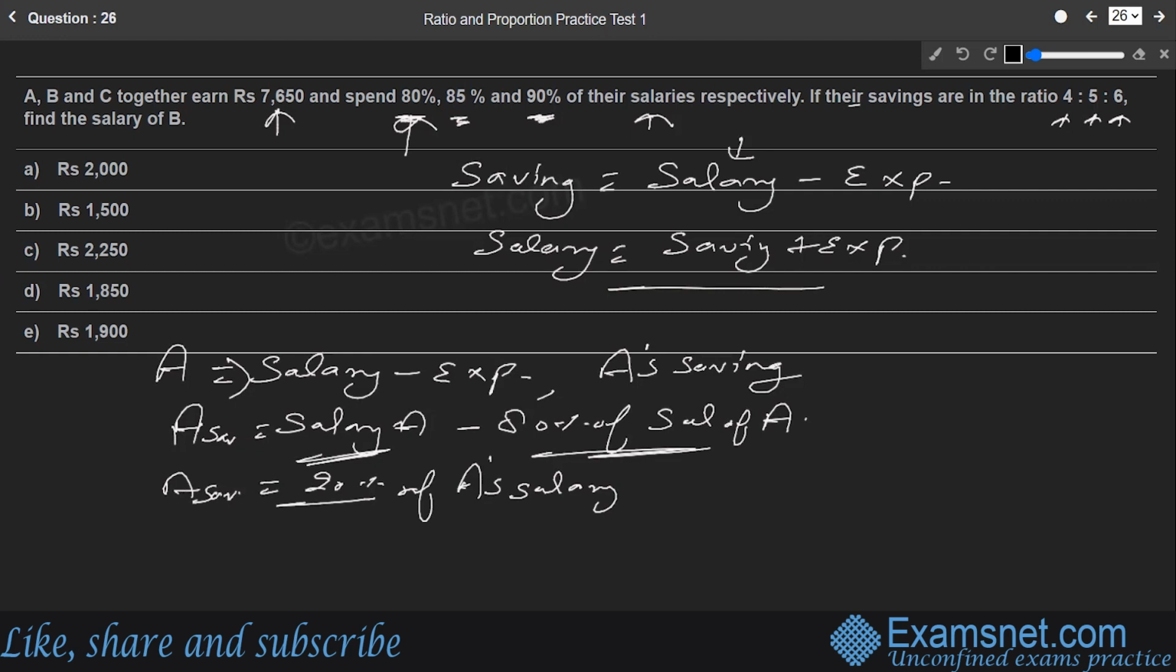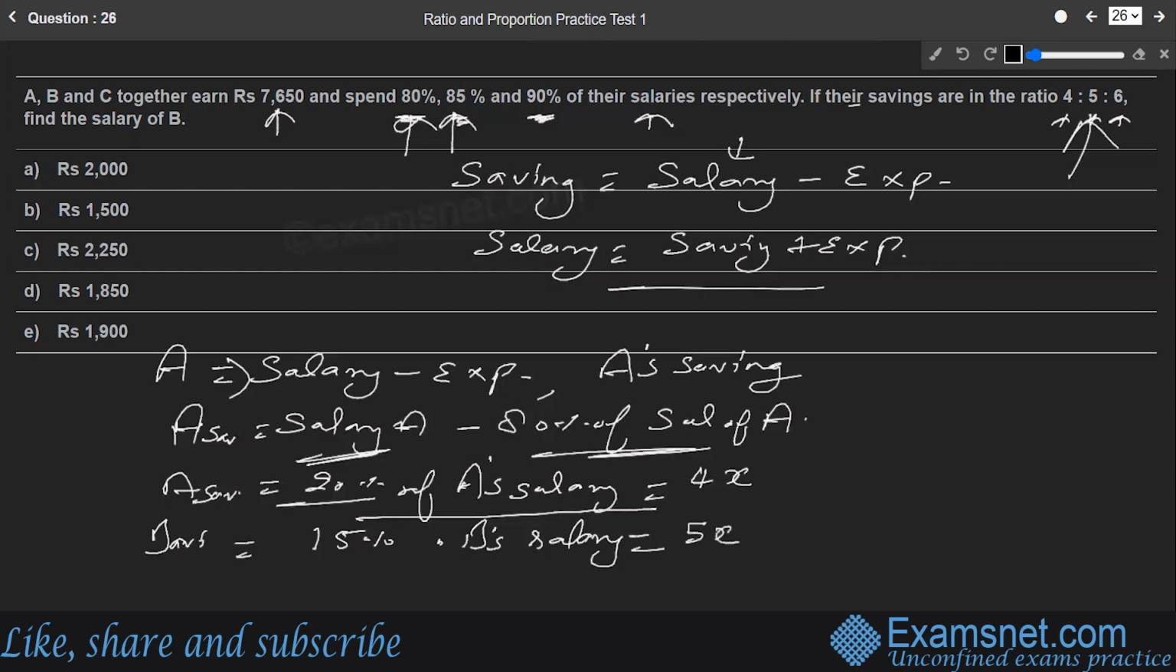They say the savings have to be in the ratio 4, 5, 6 respectively for A, B, C. So let's say the saving of A is 4x. So 20% of A's salary is 4x. In a similar way, for B's saving, he spends 85% of his salary. If 85% of the salary is gone, then 15% is left. 100 minus 85, that is 15% of B's salary would remain as saving for him, and that is 5 parts, so let us make it 5x.